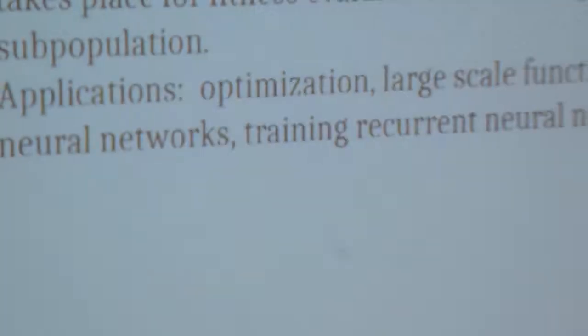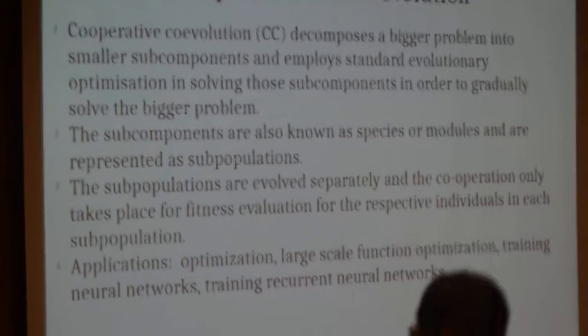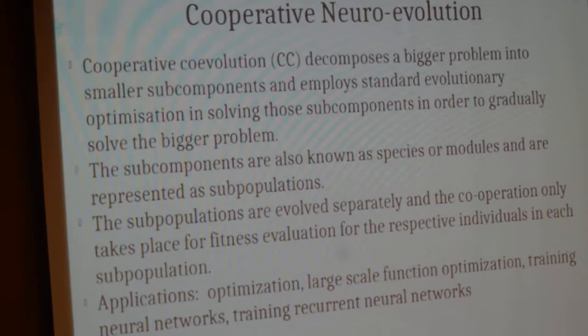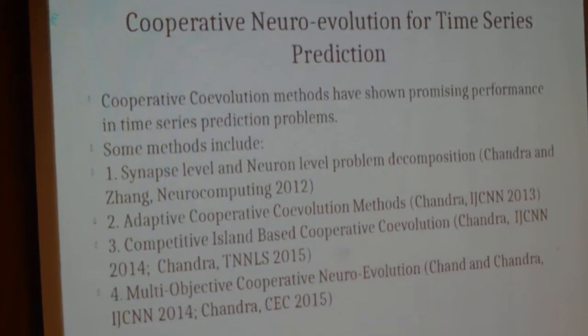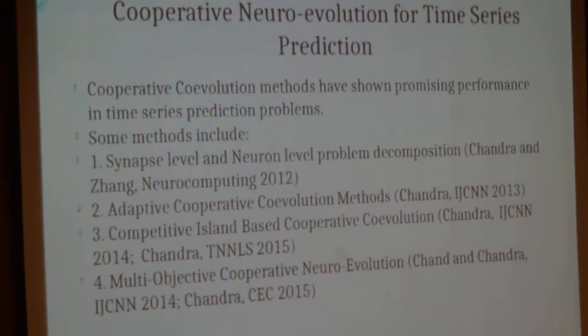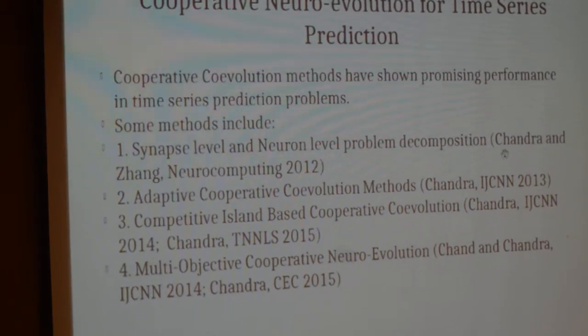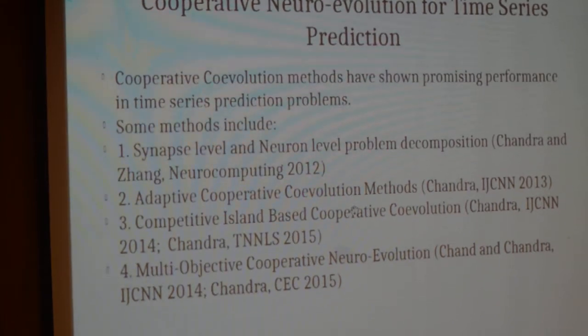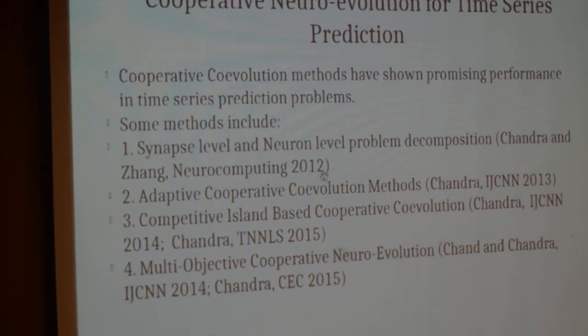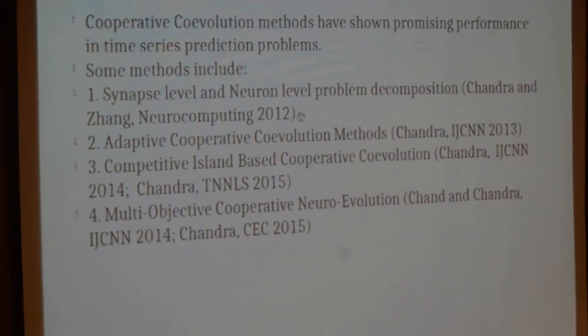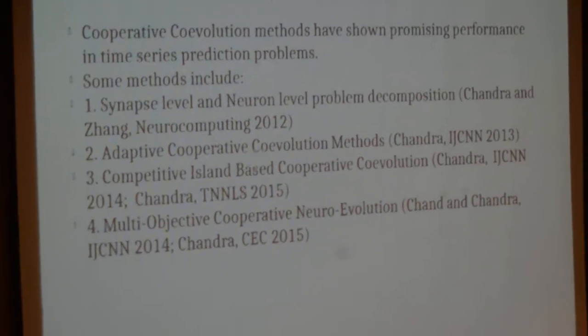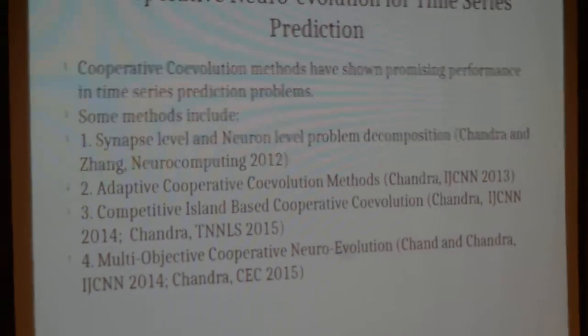One such popular tool for neuroevolution is cooperative neuroevolution. This is what our group is mostly active in. It divides the larger problem into subcomponents. So the bigger training problem is divided into subcomponents, and then we train the different specific weights. Here are some of the references where we have published work in the past, where we proposed several instances of cooperative neuroevolution for time series prediction. The paper published in Neurocomputing is quite popular now, having received about 50 citations. The rest of the papers are also there, where we use these models for time series prediction.